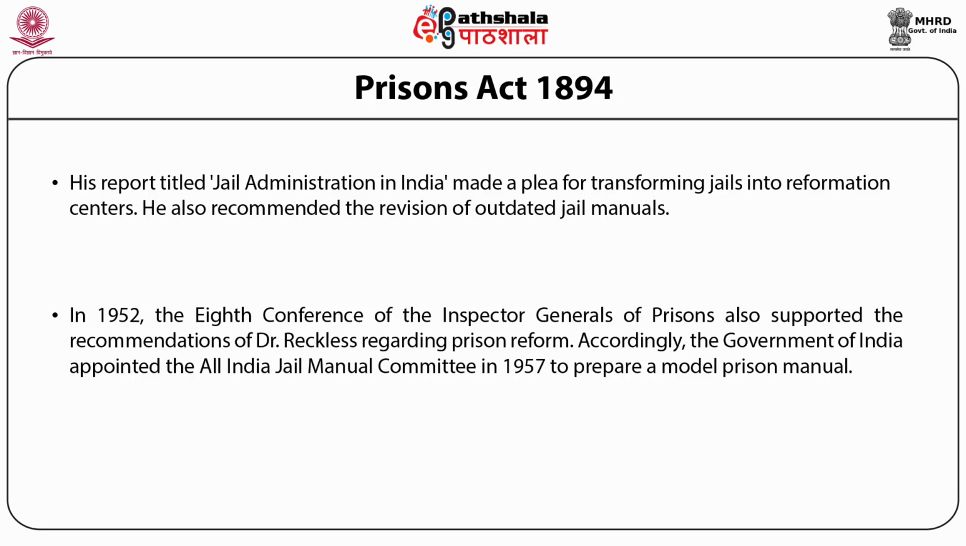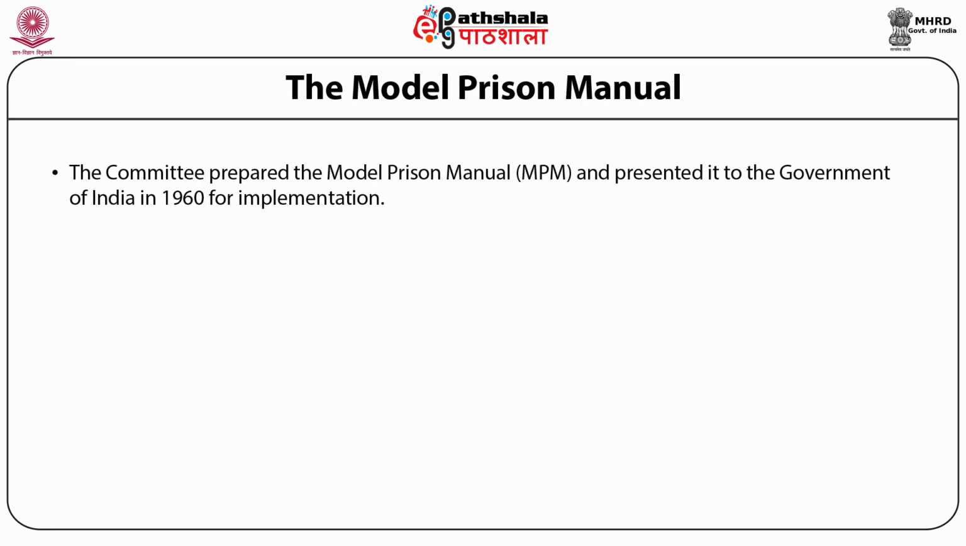Accordingly, the Government of India appointed the All India Jail Manual Committee in 1957 to prepare a model prison manual. The committee submitted its report in 1960. The report made a forceful plea for formulating a uniform policy and latest methods relating to jail administration, probation, aftercare, juvenile and remand homes. Essentially, the report suggested amendments in the Prison Act 1894 to provide a legal base for correctional work, and thus was born the Model Prison Manual. The committee prepared the Model Prison Manual and presented it to the Government of India in 1960 for implementation.